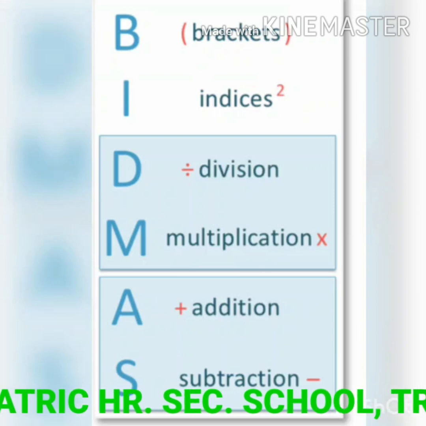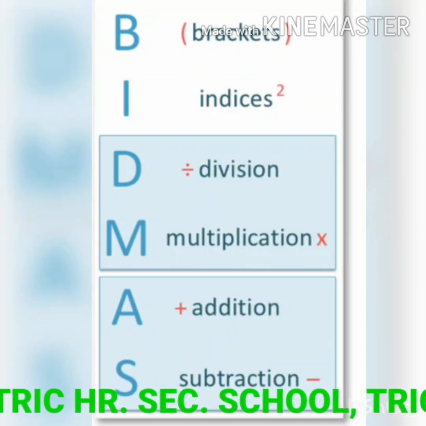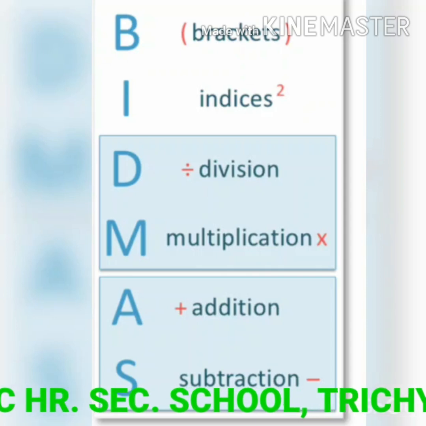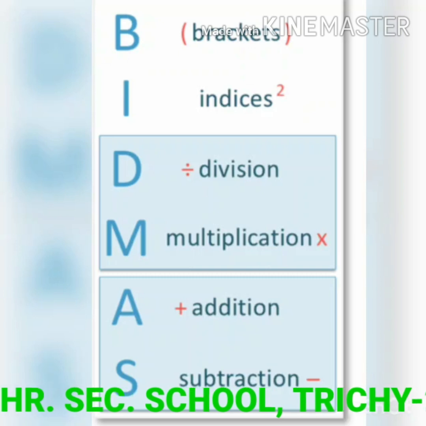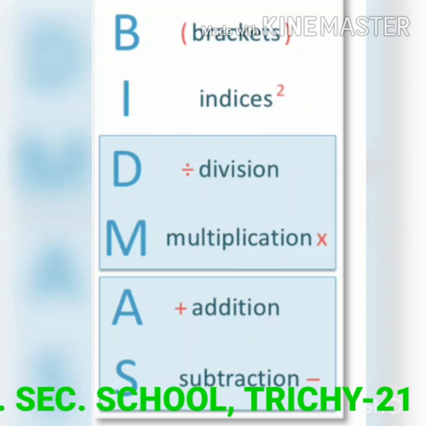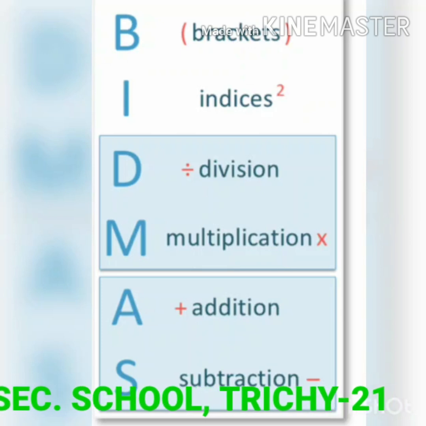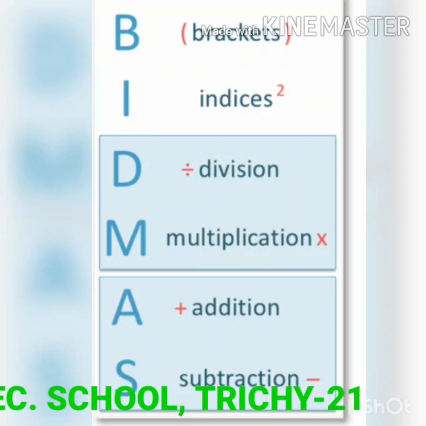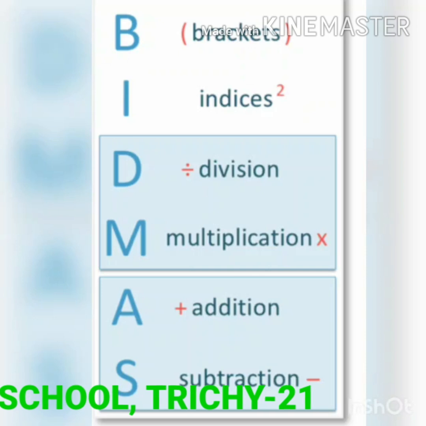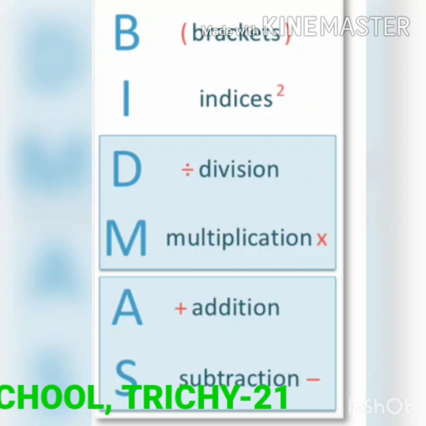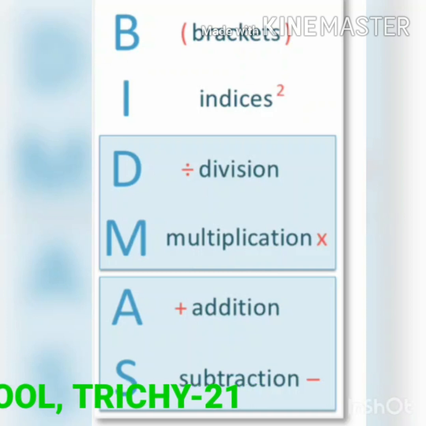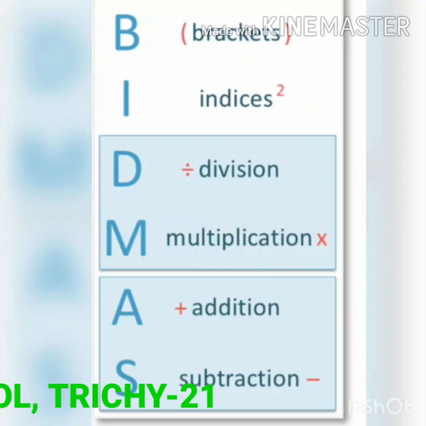Now let us see the expansion of BIDMAS. See the first letter B. B stands for brackets. First you select the brackets and do the calculations one by one. First do the bracket calculations. Second, I. I stands for indices. You will learn it later. This year you need not learn this one.